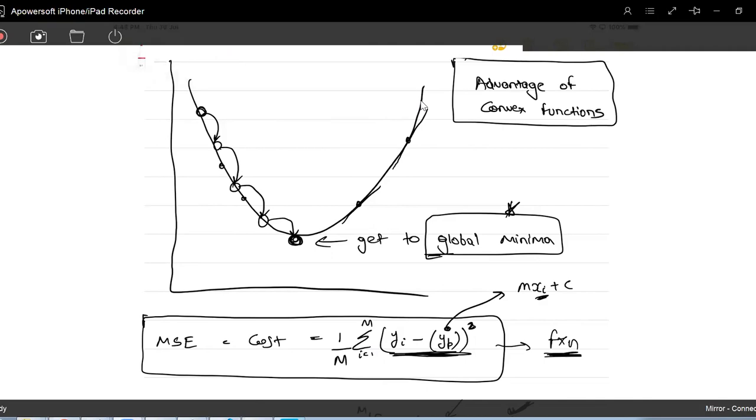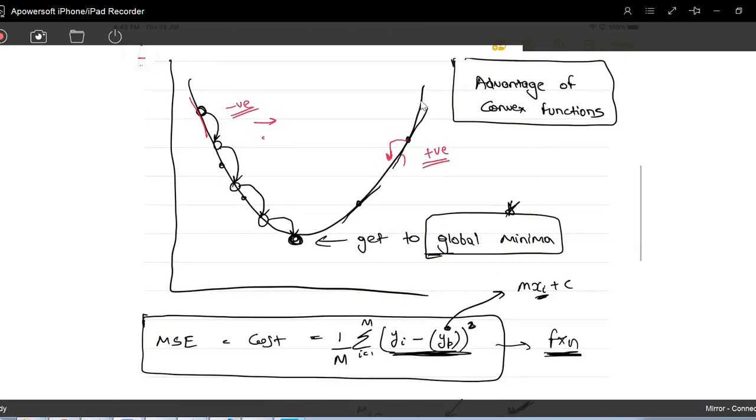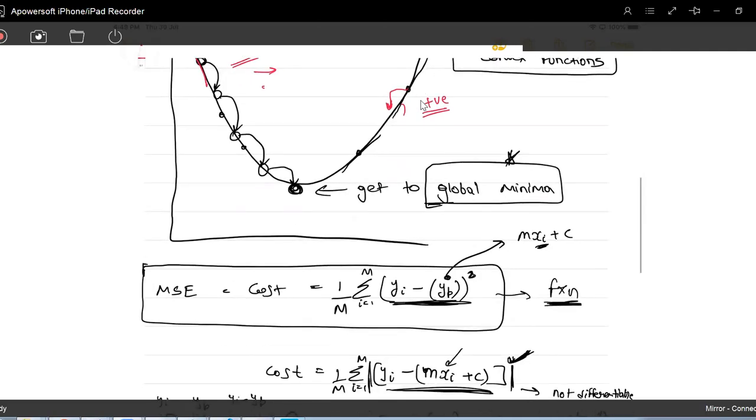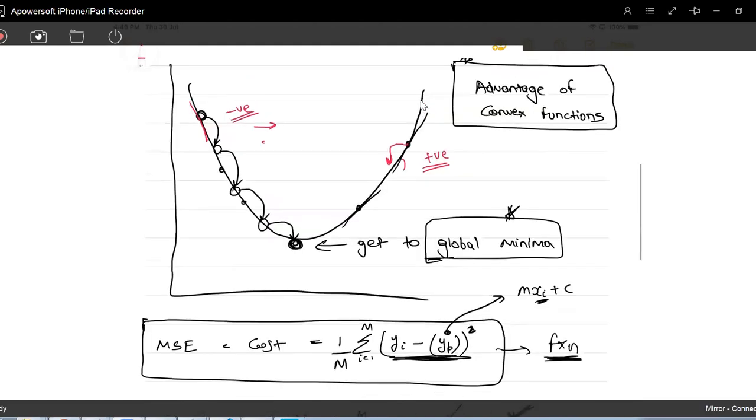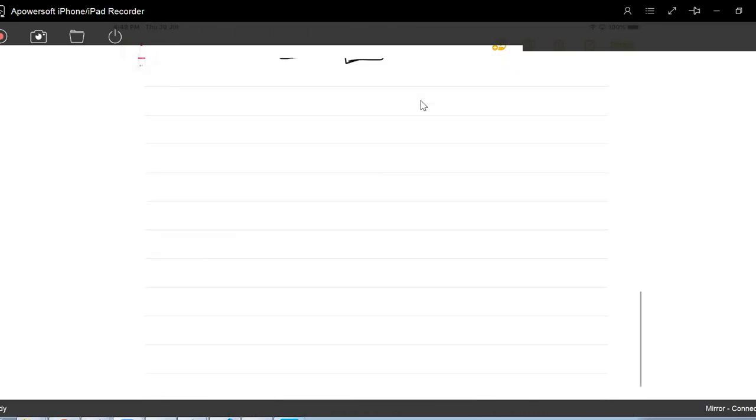It helps me in getting the direction in which I need to move. If the slope is positive, then I need to move in the left direction. If the slope is negative, then I need to move in the right direction. So slope basically helps me in finding the direction, moving towards the minima that we have. Now if I don't use the convex function, what will be the problem?